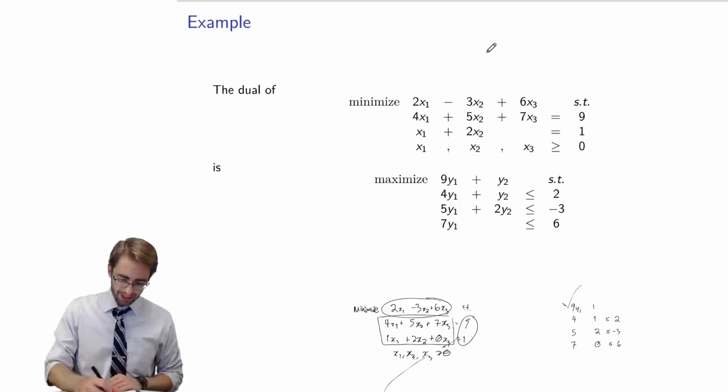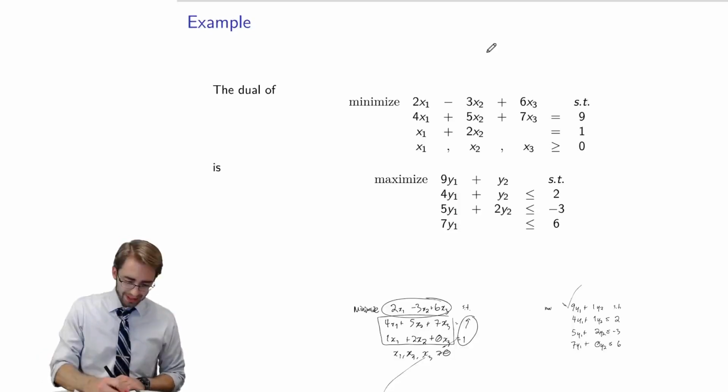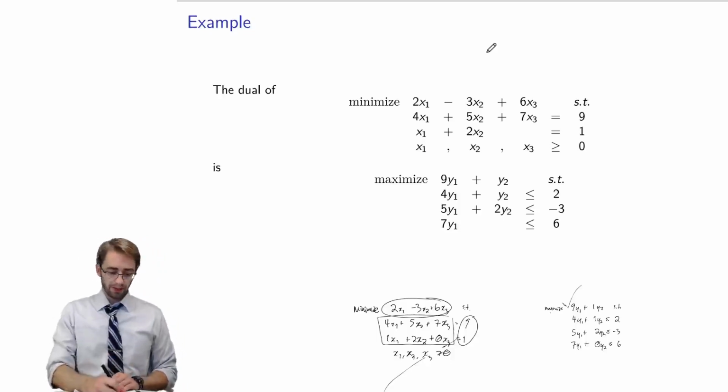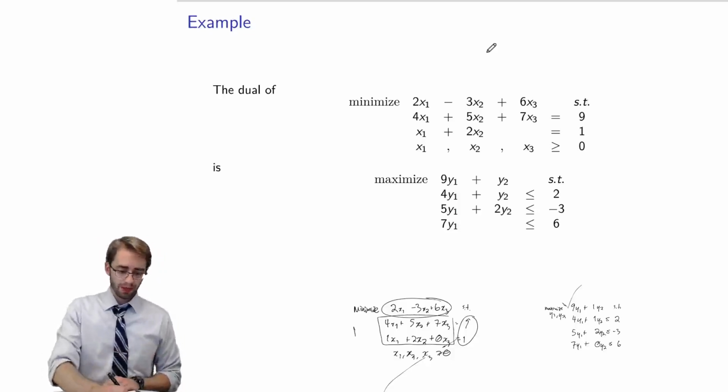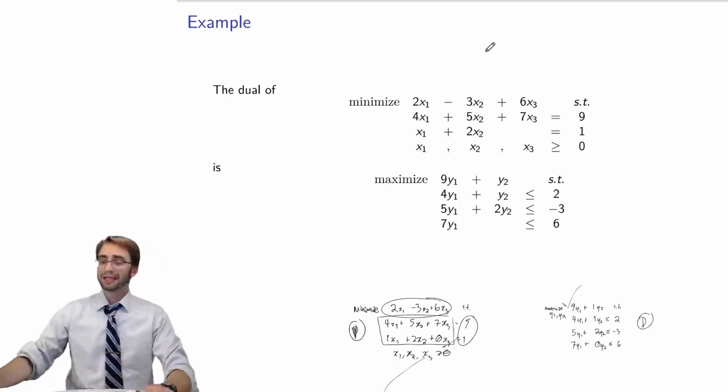And now I'll put in my inequalities as they were prescribed, and now I'll put in my y's. 9y1 plus 1y2 subject to 4y1 plus 1y2 less than or equal to 2, 5y1 plus 2y2 less than or equal to negative 3, 7y1 plus 0y2 less than or equal to 6, and this is a maximization problem. So maximize this over y1 and y2. Okay, this is the primal, the letter P, and this is the dual with the letter D.